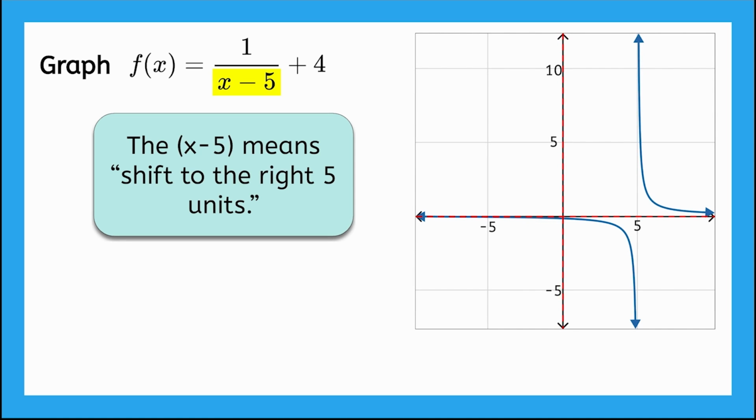We also know, by looking at the denominator, that the transformed function will be undefined when x equals 5, confirming what we can now see on the graph. The vertical asymptote at x equals 0 on the parent function also shifts to the right 5 units, and will now be at x equals 5.